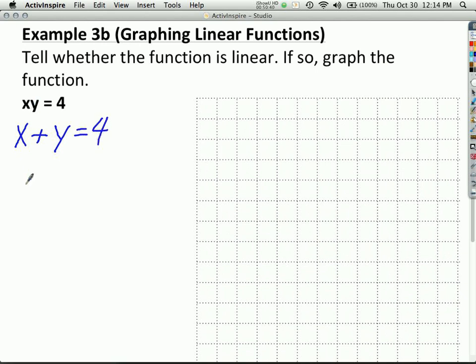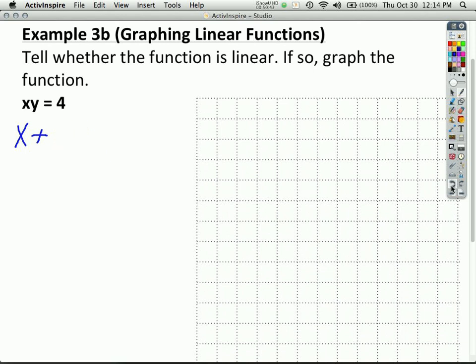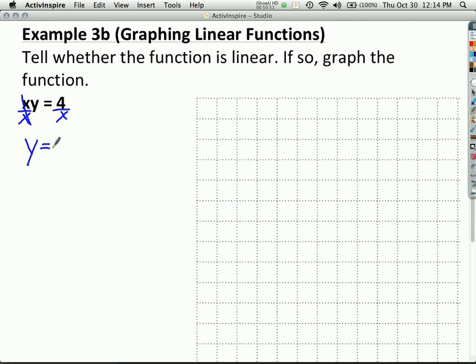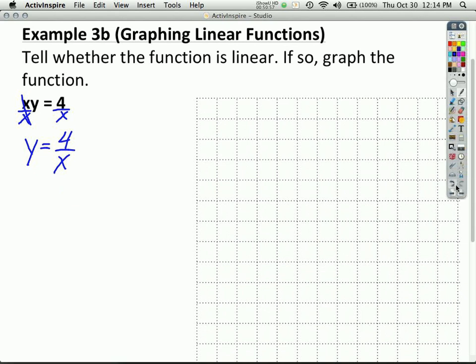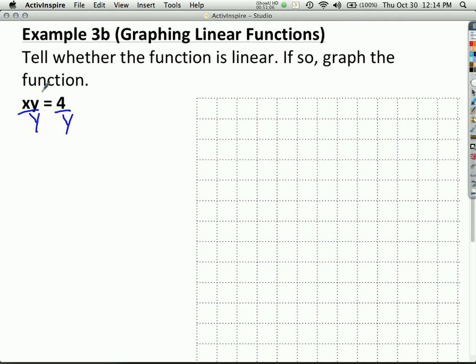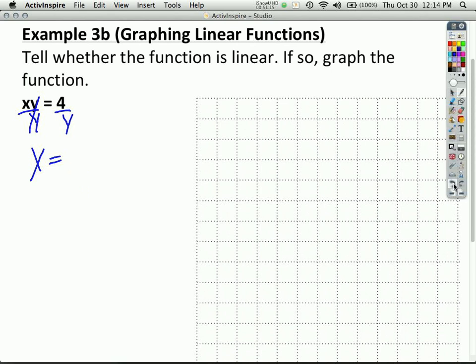Let me show you a different way. Can we rewrite it so that it's ax plus by equals c? Well, let's try. Divide x on both sides. Y equals 4 over x. No, that didn't work. Let's back up and try getting rid of the y. Maybe that will help. Divide both sides by y. That cancels out. I get x equals 4 over what? Well, no, that didn't work either. There is no way to turn it into standard form, which means that it is not linear. Not linear.